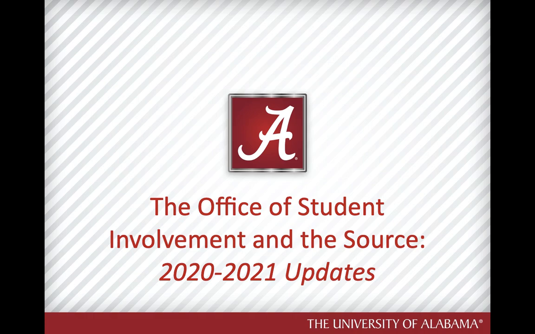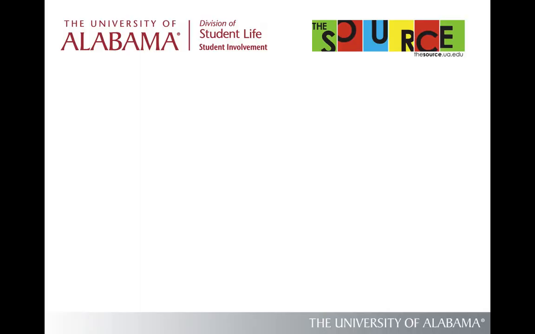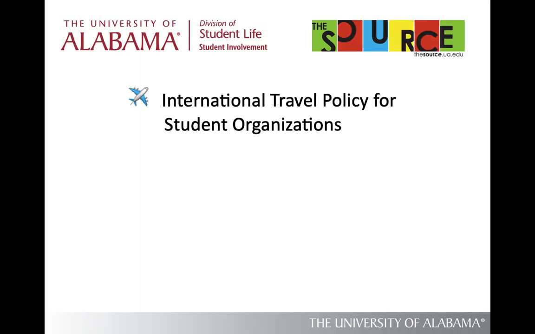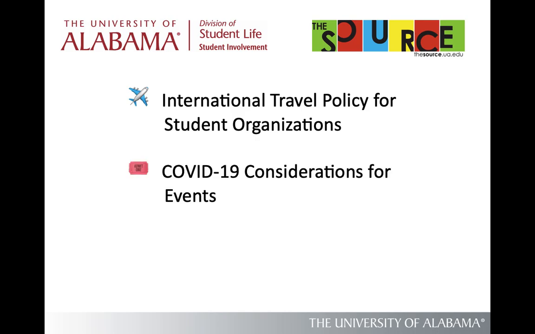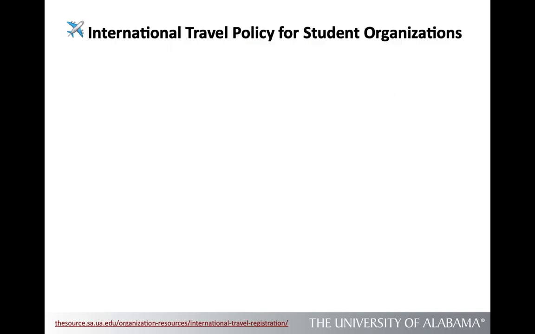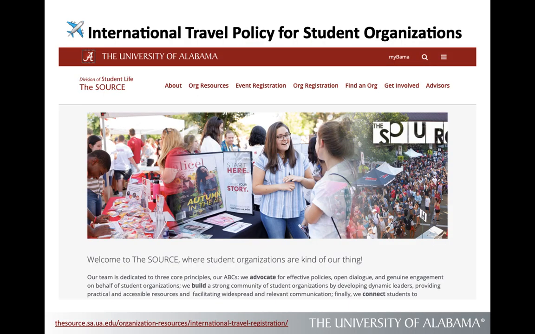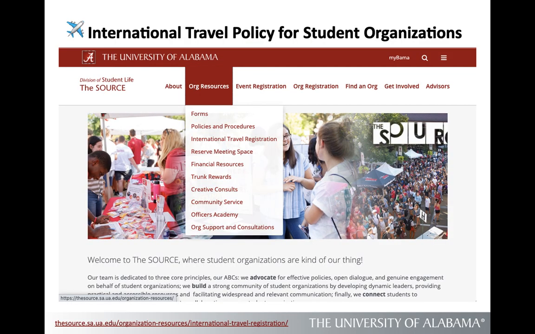This video will summarize policy and other updates for the 2020-2021 academic year, including the university's international travel policy for student organizations, COVID-19 considerations for events, and information about Bama Pulse, UA's new system for tracking community service hours. First, we'll cover the international travel policy and registration process.